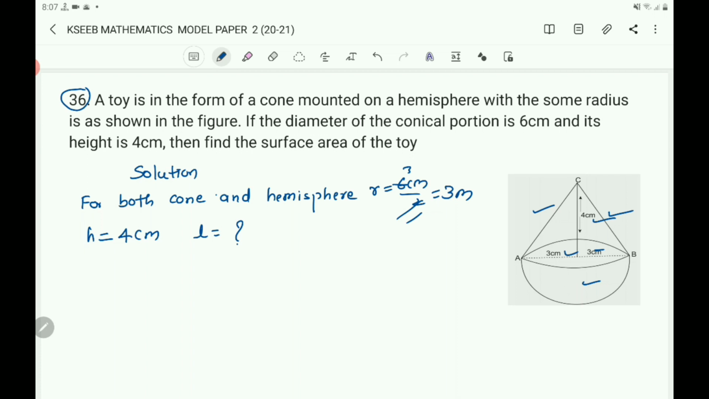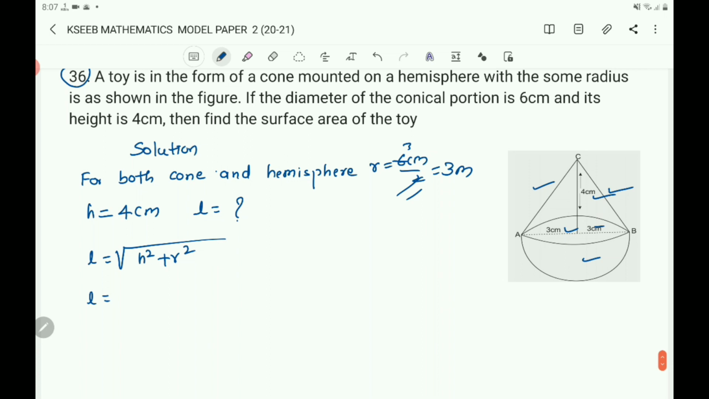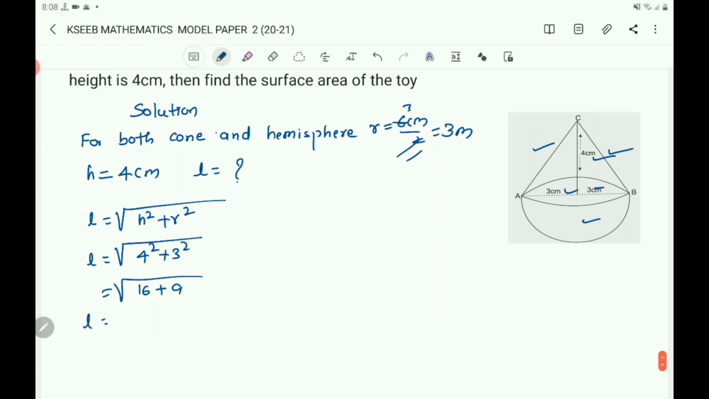Why slant height is needed here? Because to find the surface area, we need the slant height L. And you know the relation among L, R and H, that is L equals square root of H square plus R square. Then L equals square root of 4 square plus 3 square, that equals square root of 16 plus 9, that equals square root of 25 equals 5 centimeter. You got that?